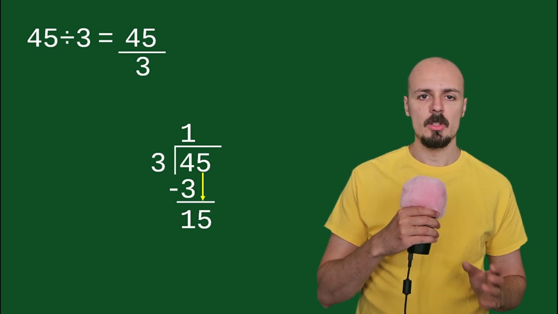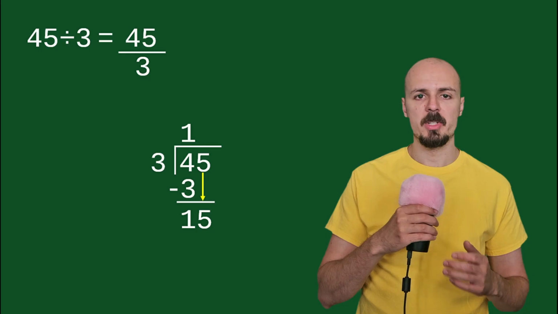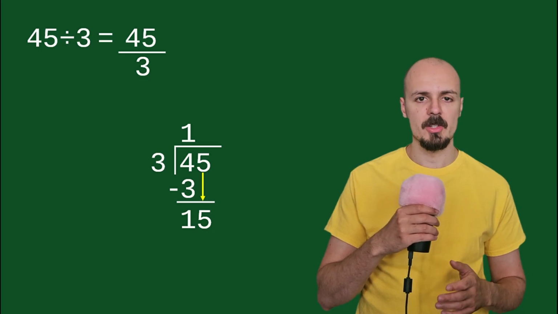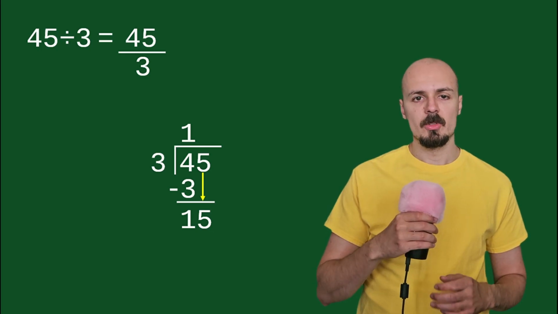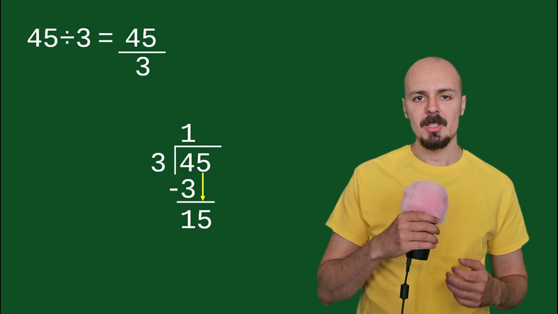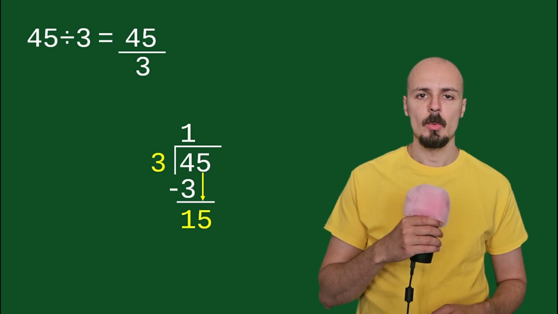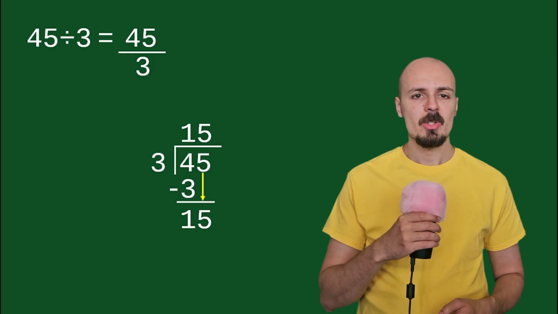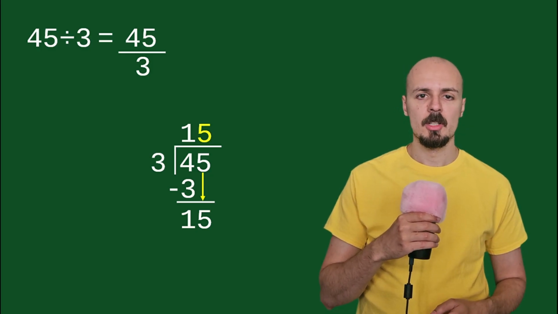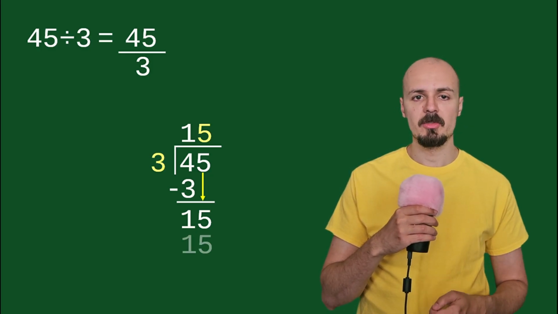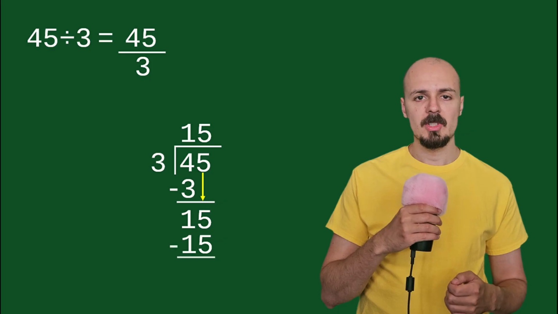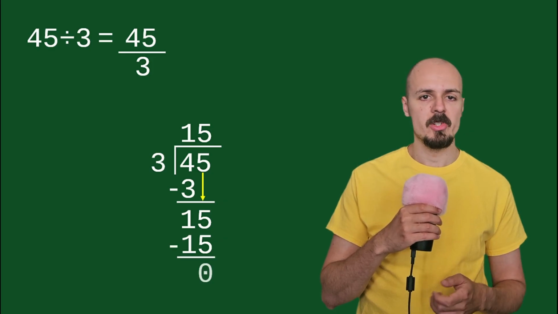Now, if that was all a lot to process, don't worry, you'll be repeating that over and over, so you'll have lots of time to practice. So let's do that again. How many times does 3 go into 15 now? Well, 5 times, right? So we put a 5 up here. 5 times 3 is also 15. So when we do 15 minus 15, we get 0.